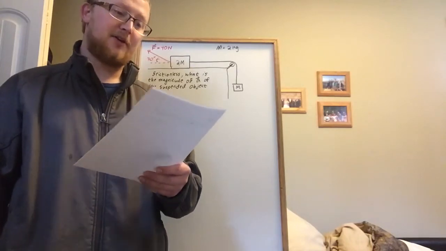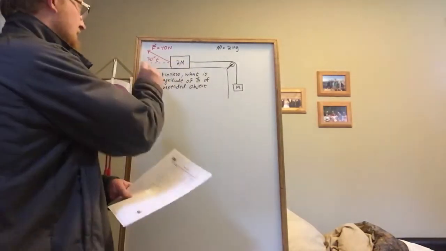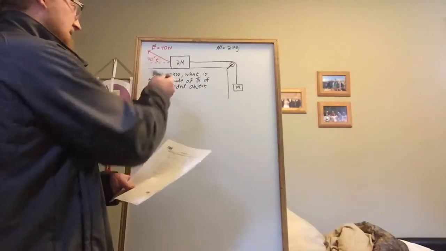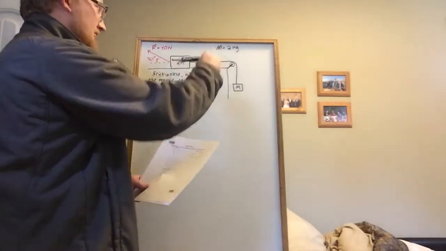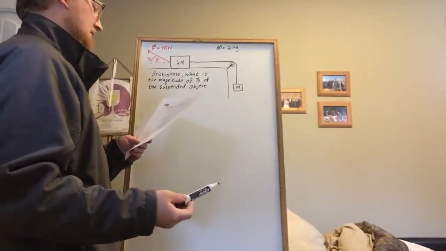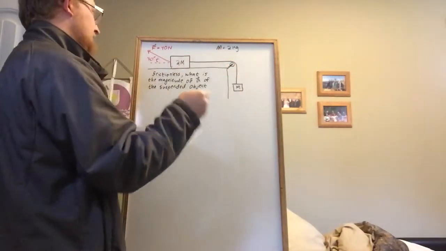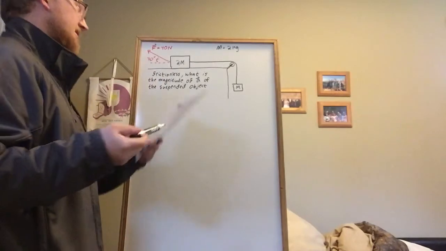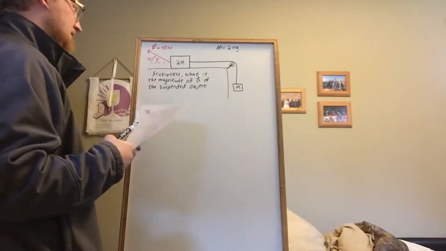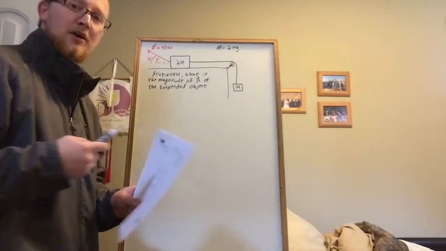It gives us a picture and it says, if a force on this block is 40 newtons at a 30-degree angle from the surface parallel, and this block is 2 times the mass of this block, assuming the system is frictionless, what is the magnitude of the acceleration of the suspended object, or m?